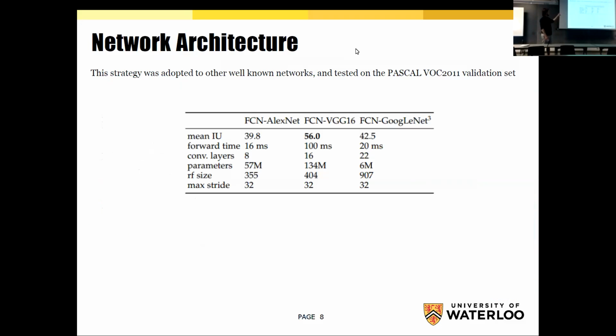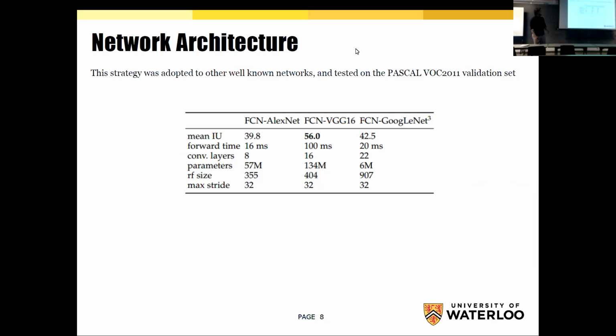They went ahead and did that on three of the more well-known networks: AlexNet, VGG16, and GoogleNet. They said it did well on all of them and they were happy with the results. It did the best with VGG16, so going forward throughout the paper, they used their fully convolutional version of VGG16.